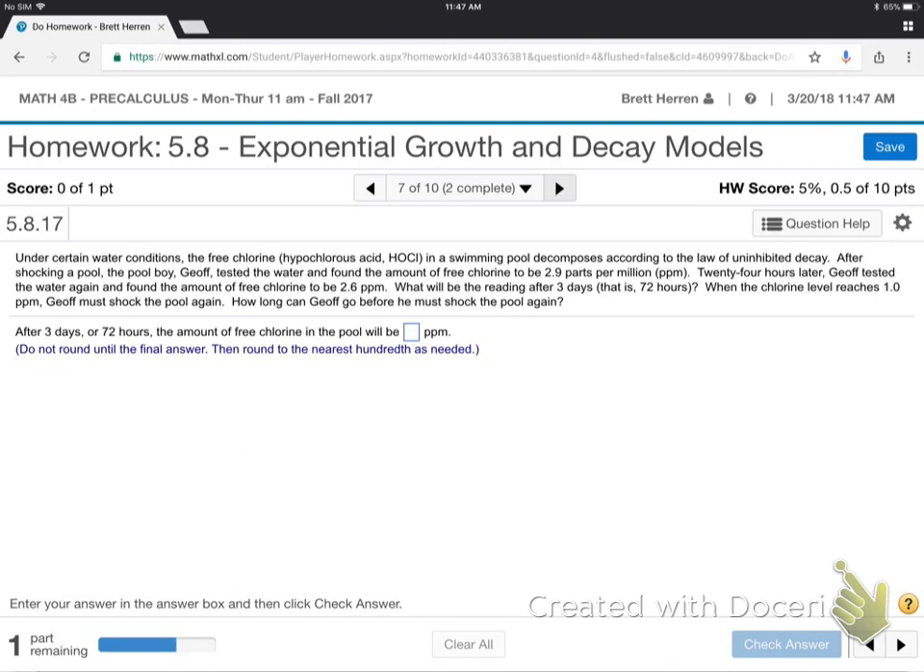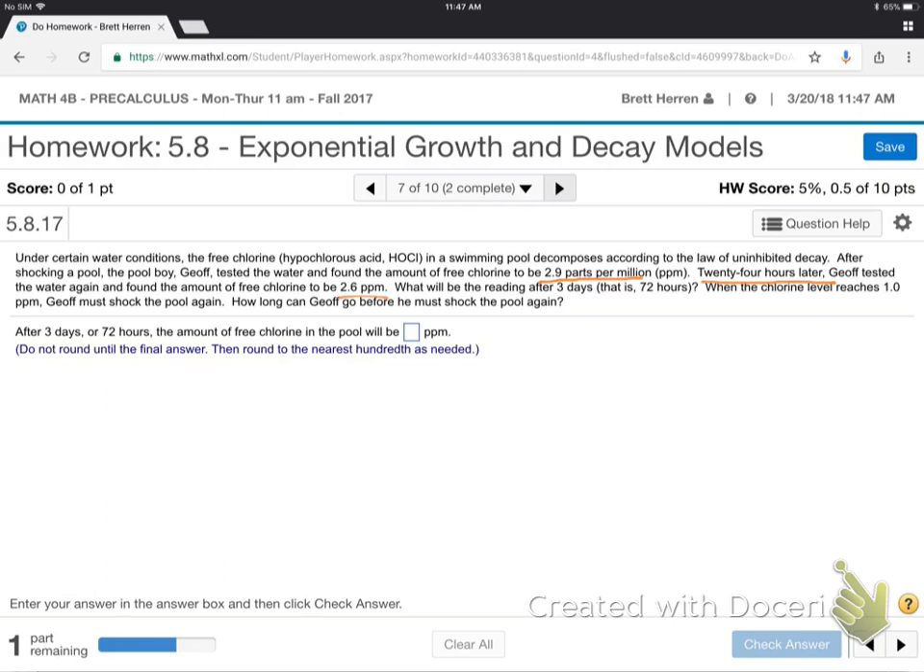Anyway, under certain weather conditions, free chlorine in a swimming pool decomposes according to the law of uninhibited decay. After shocking a pool, the pool boy Jeff tested the water and found the amount of chlorine to be 2.9. So a lot of words. Here's what we need. It was at 2.9. That's how much the chlorine was. 24 hours later, it was down to 2.6.